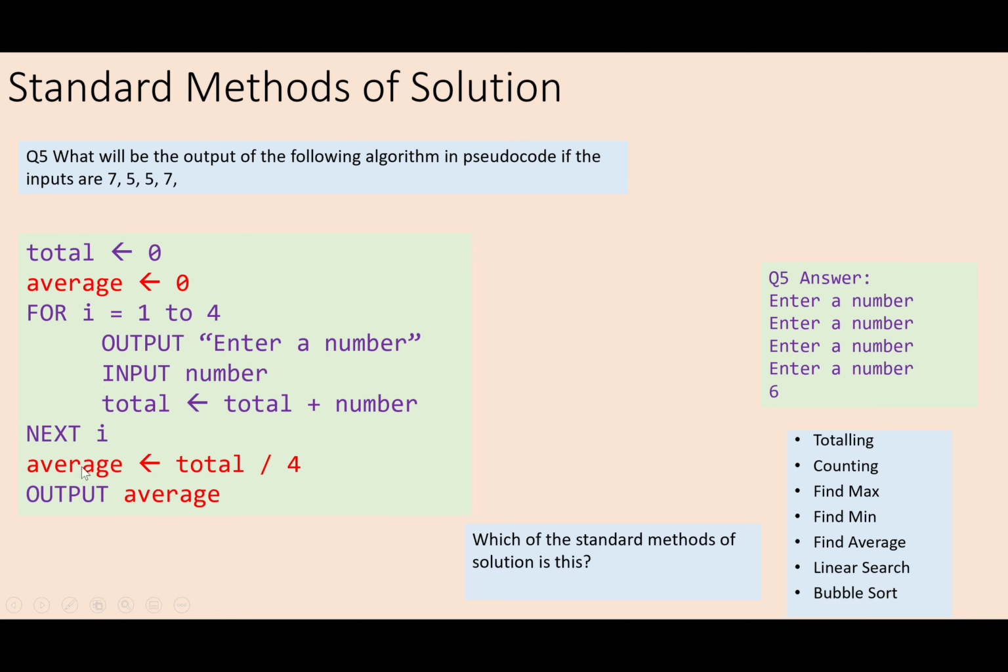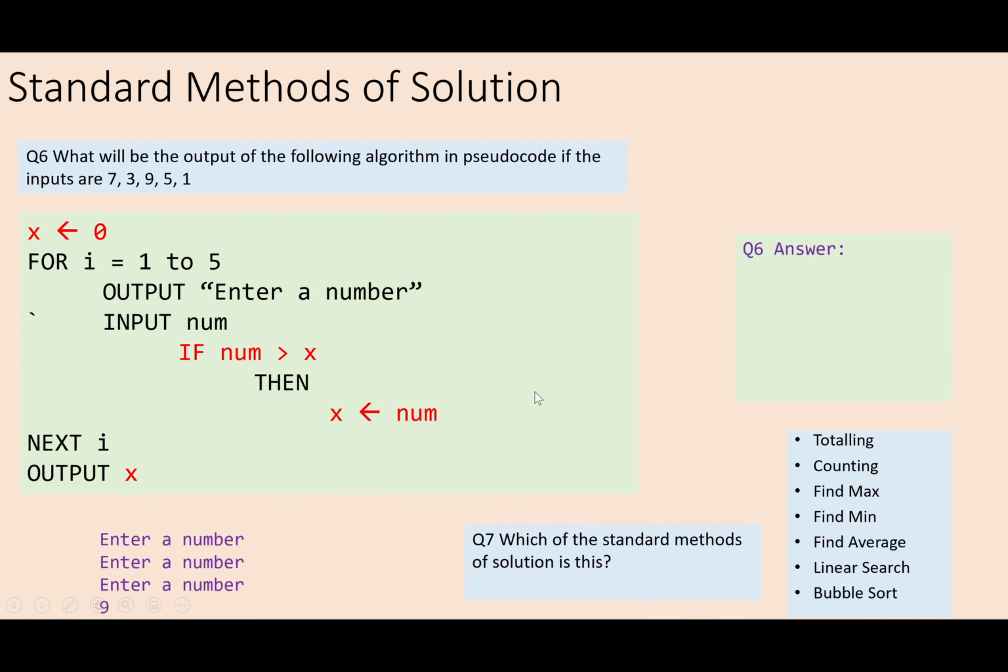And here we've got a variable called average, and we're assigning that total divided by 4. And 4 happens to be the number of numbers that we entered, and then we're outputting the average at the end. So again, what standard method solution is this? It's finding the average. So again, as a programmer, you would just automatically have this tucked away in your memory. So if you ever needed to work out an average, you would just use this particular algorithm to solve the problem.